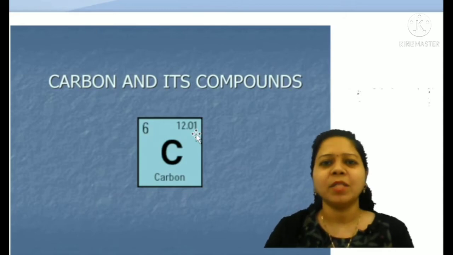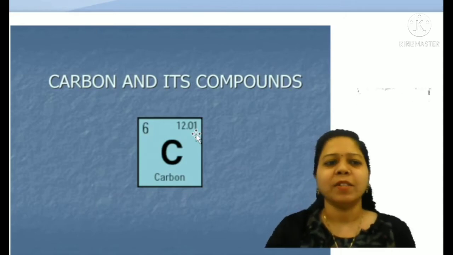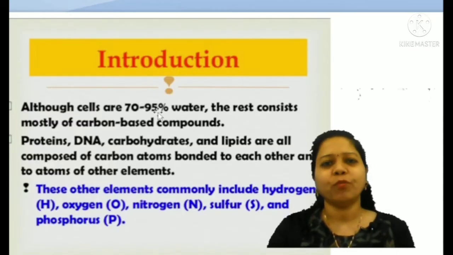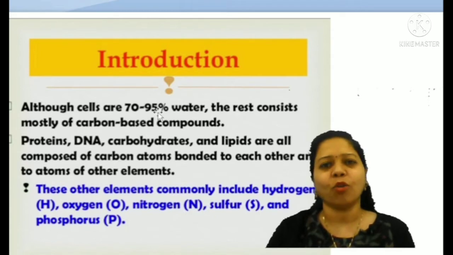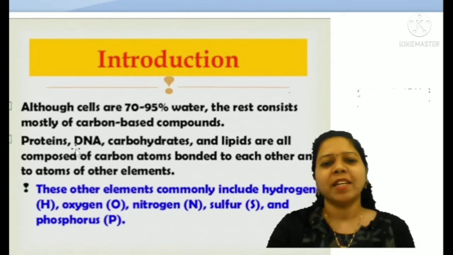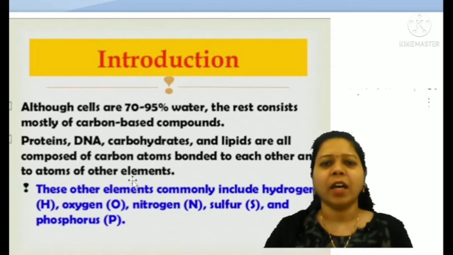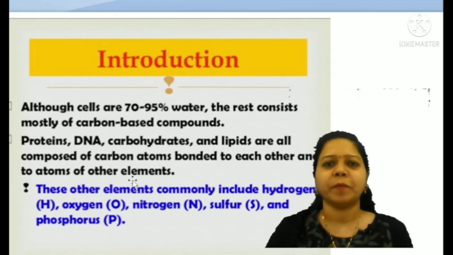Why are we saying carbon is a very important element? Because, see here, although cells are made up of 70 to 95% water, the remaining part of the cell is mainly made up of carbon only. Proteins, DNA, carbohydrates and lipids are all composed of carbon atoms bonded to each other and to the atoms of other elements. Now we know that in our body, proteins, lipids, fats, all these things are present, and those are all made up of carbon only.